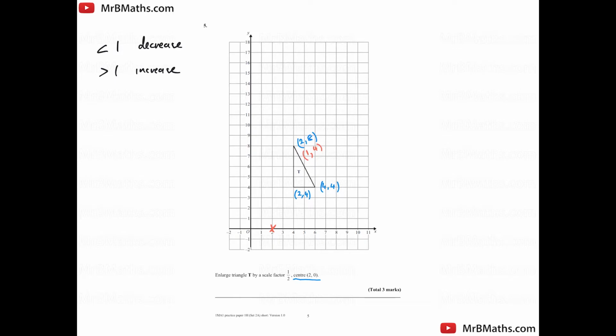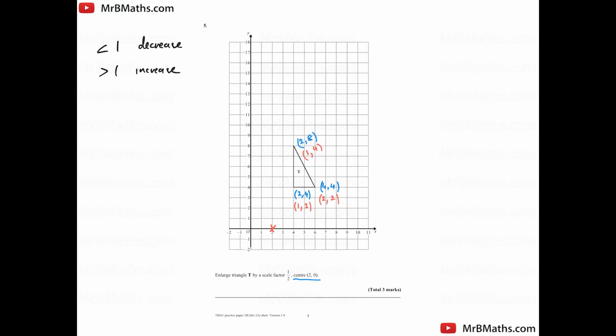I'm then going to do that for the other vertices. So I've got 4, 4 here. So timesing those by half, I would get 2, 2. And for this last vertex, I'd get 1, 2. Now with my new positions, I'm then going to plot that from this center point.